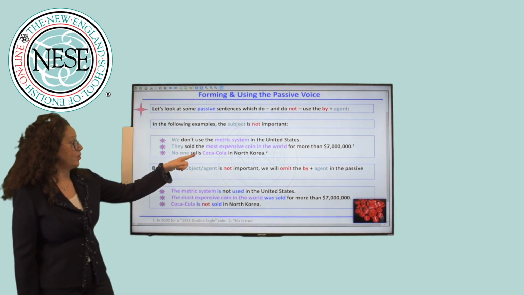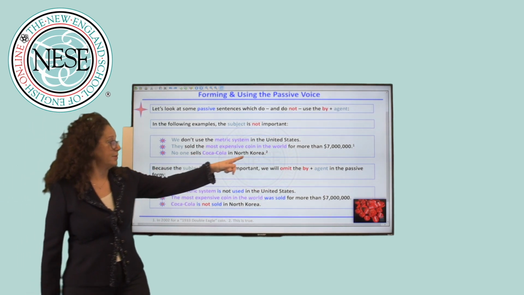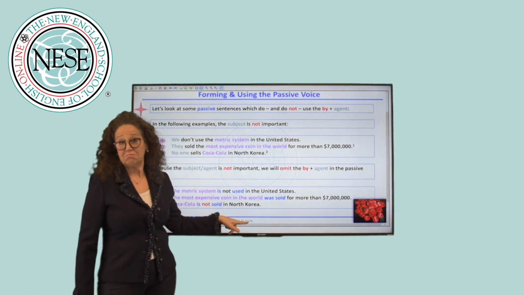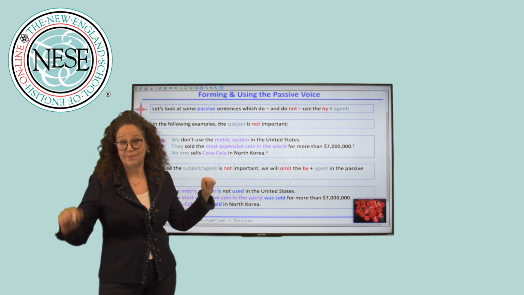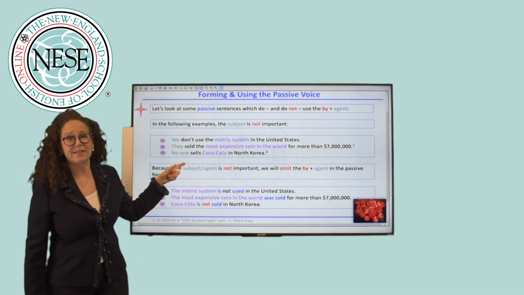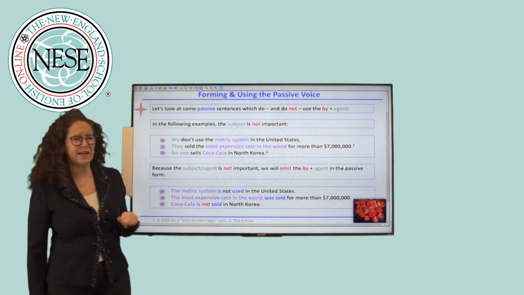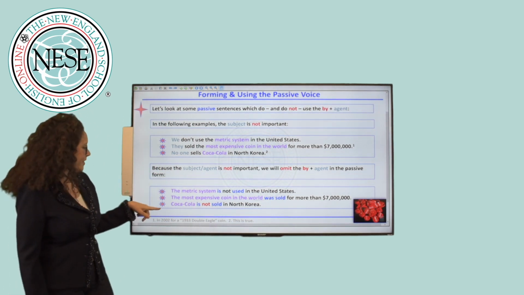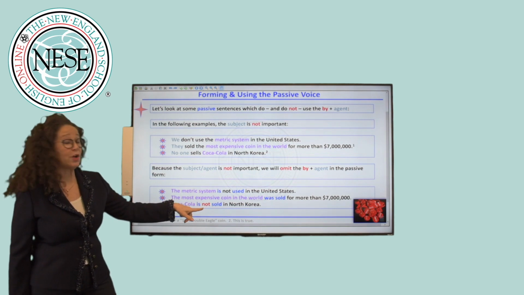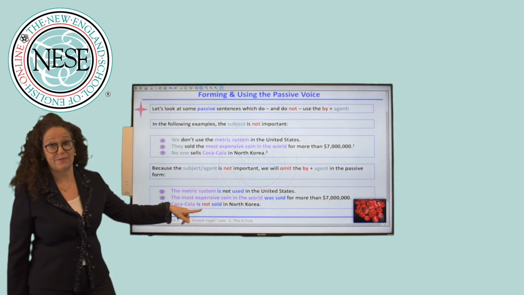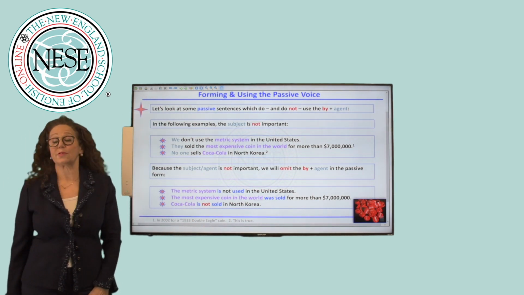No one sells Coca-Cola in North Korea. This is true. Who knew? How would we say this in a better way? If you wrote this in an essay, it would sound strange, and if you spoke it, it would sound really strange. We would say Coca-Cola is not sold in North Korea.